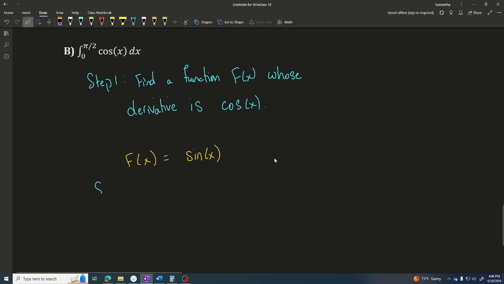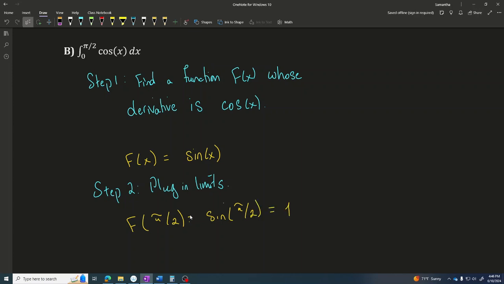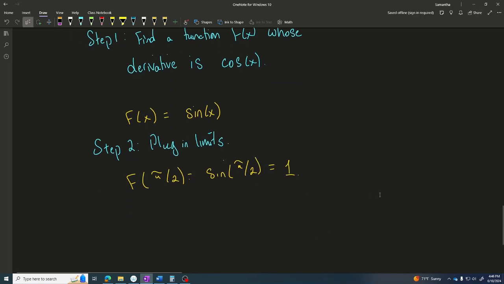Now the next thing that we need to do is go ahead and plug our limits into this function. And so from that process, we have F evaluated at our upper limit, pi over 2, and sine evaluated at pi over 2 is equal to exactly 1 by the unit circle. F with 0 plugged in, sine of 0 is exactly 0 by the unit circle.